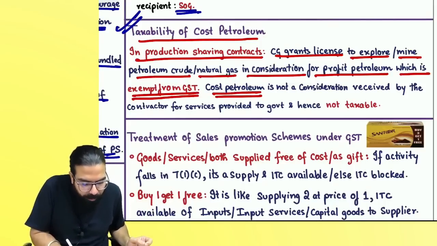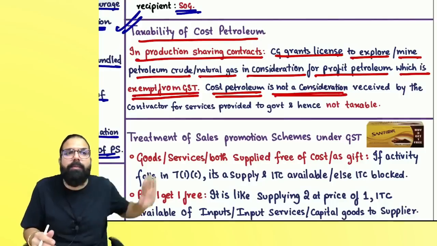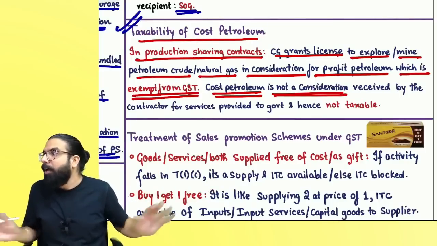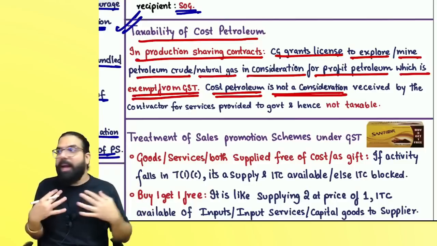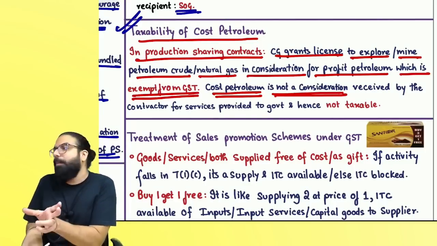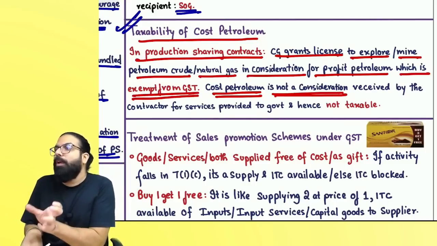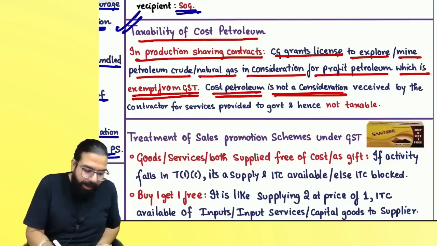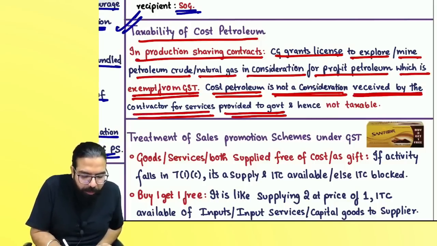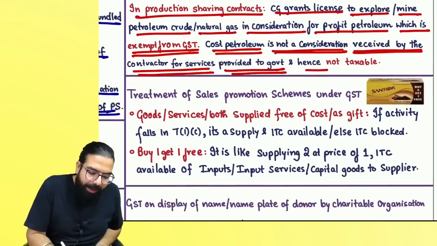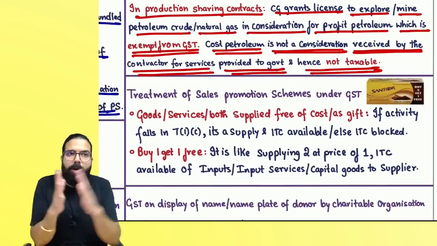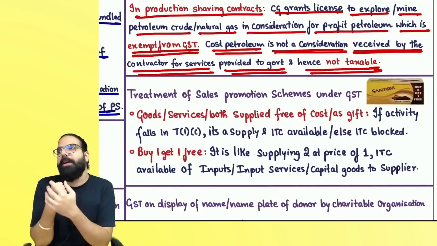And always remember one thing, cost petroleum is not a consideration which the government has given me, because I have not provided any service to the government. I have not done any exploration activity for the government. I am doing the exploration activity for myself, and cost petroleum is being retained by me for recovering my cost. Hence, cost petroleum is not a consideration received by the contractor for services provided to the government, and hence it is not taxable. Always remember, cost petroleum is not taxable. I have not provided any service to the government for which the government gave me this cost petroleum.